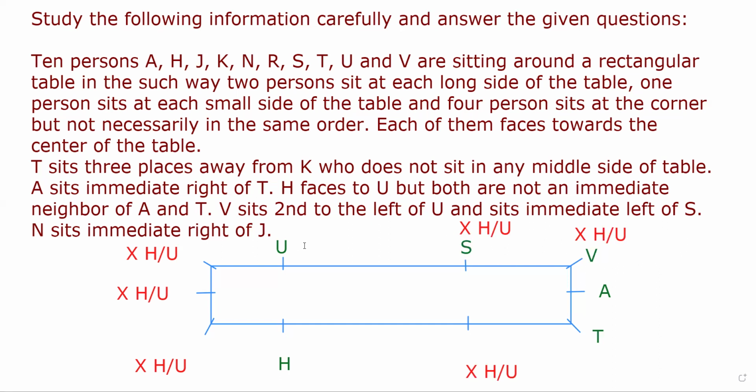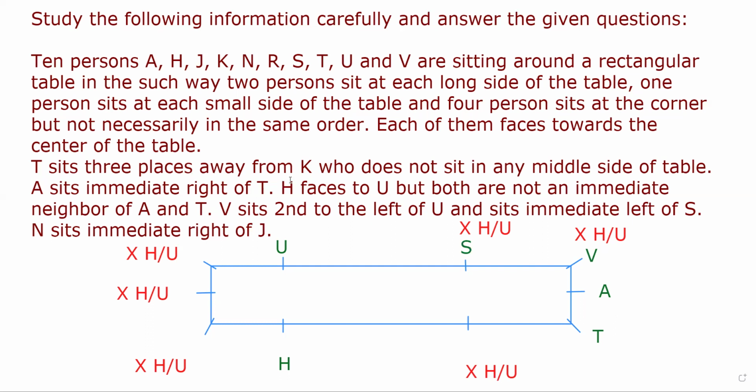So already we have found U, S, B, A, T and H. Already 1, 2, 3, 4, 5, 6. Six positions we have got. Now it's mentioned that N sits immediate right of J, but we have not found J and N until now, so leave it. Okay, A sits immediate right of T. Great. A sits here, it's done. H faces U, non-neighbor to T, it's already done.